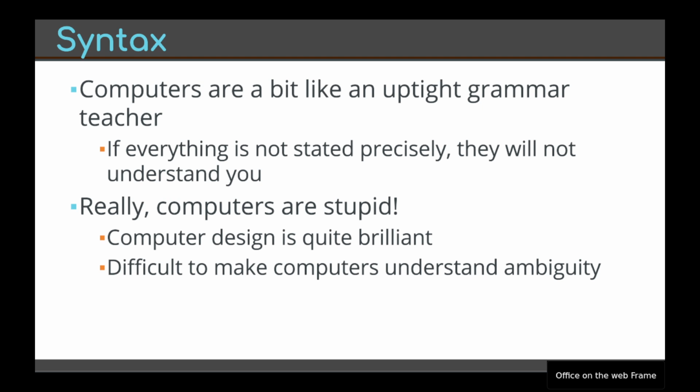Designing computers and doing things with them takes a lot of brilliant human insight. And they're really good at math. They're really good at crunching numbers quickly. But it's difficult to make them understand ambiguity. Even with our deepest of neural networks, ambiguity is still something that machines will struggle with.